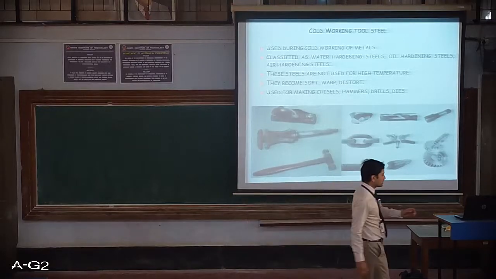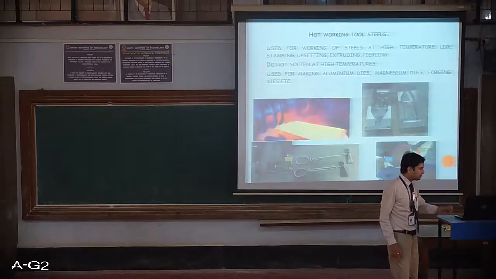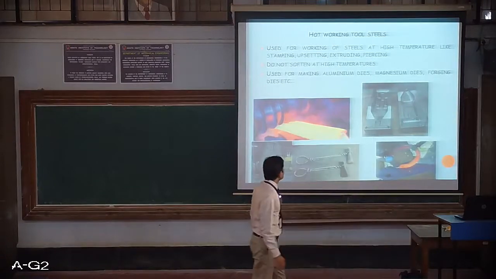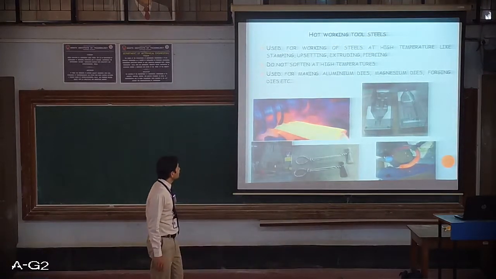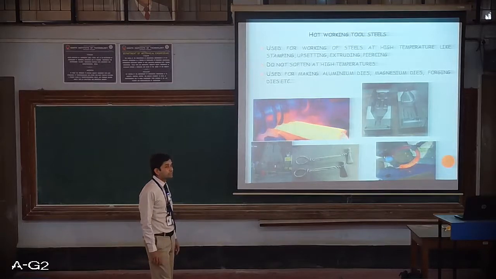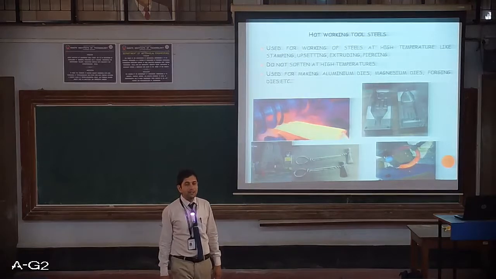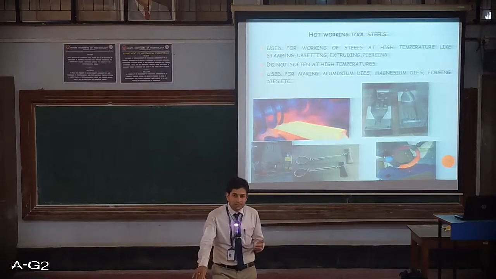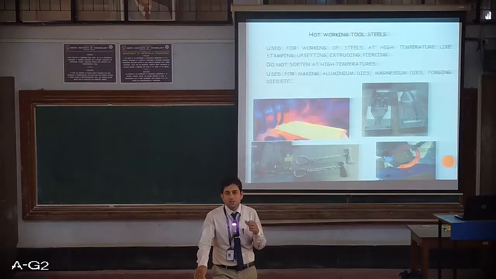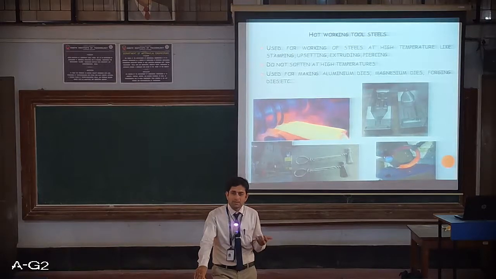Hot working tool steels are used for working of steels at high temperature applications like stamping, upsetting, extruding, piercing, rolling, etc. Those are all hot working conditions. Why do you basically heat the metal at high temperature and deform it? Because at high temperature its strength decreases. At high temperature the steel, or any metal, its strength goes on decreasing, and probably something happens inside. We will not go into much detail. Its strength decreases and it becomes much easier to deform it, just like butter.